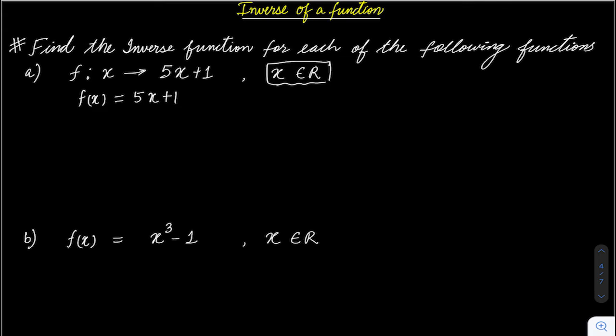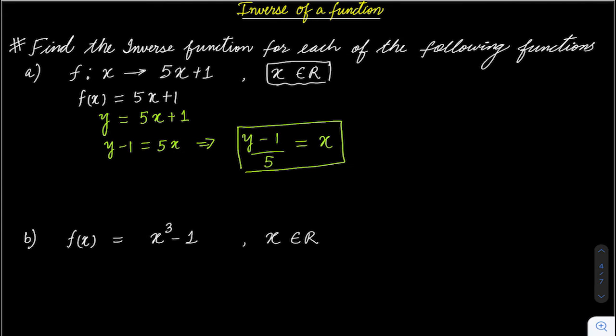What's that method? First thing is you will take f(x) as y. So y is equal to 5x plus 1. Now from this equation, you will try to find the value of x. Always you will have the y value, so you will find the value of x from this. So y minus 1 will be equal to 5x, and this can be written as (y minus 1) over 5 is equal to x. So that's the first step: write f(x) as y, then find the value of x.